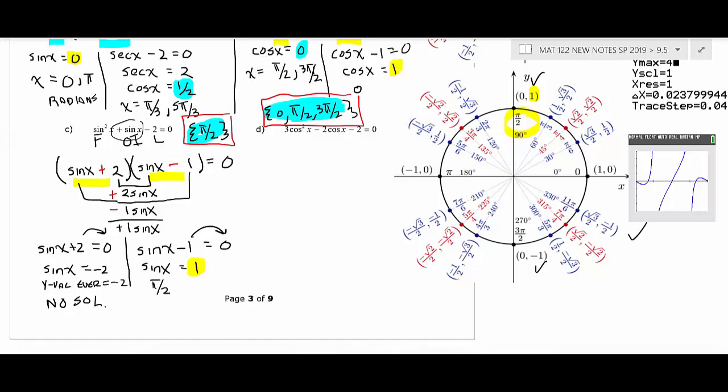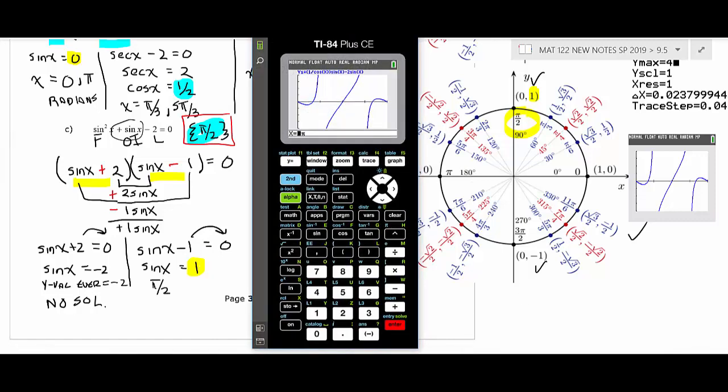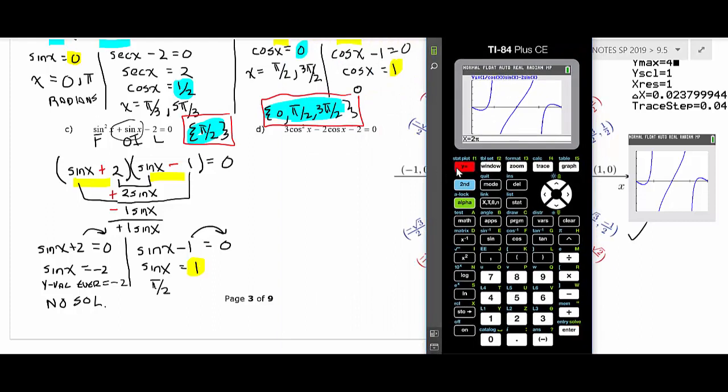I think I'll do this one and just one more on here. So if you wanted to do a graphical check on this problem, the way you would do this is like this. You would put in your calculator. If you want to do this with me, you're more than welcome to do this, or you can just watch. So I'd do sine squared x like that. Then I would put in plus sine x, and then minus 2.